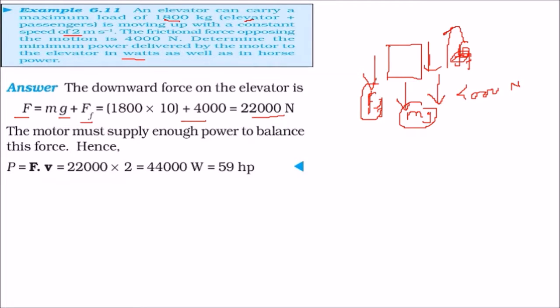Now the motor must supply enough power in order to balance this force. What will be the power? Force into the velocity, which is 2 meter per second. So this gives you 44,000. You want to convert it into horsepower, use 746, divide by 746, and you get 59 horsepower.